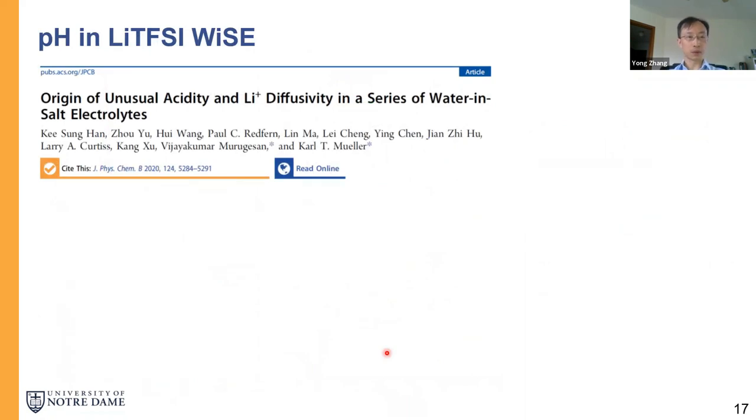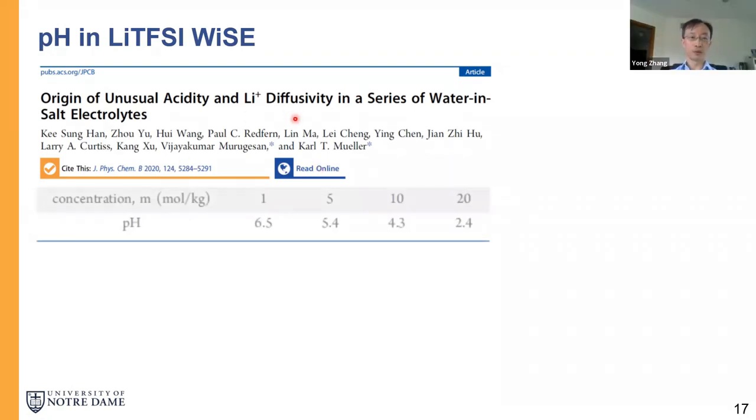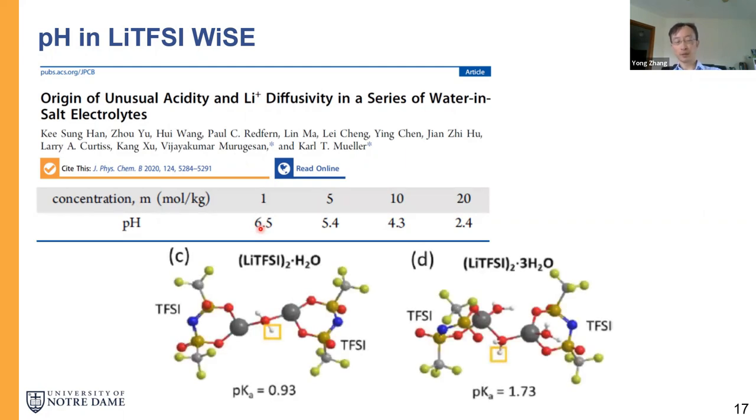Well, this team from PNNL National Lab also studied the same system. They reported that the pH values in this mixture decrease when the salt concentration increases. So they did some DFT simulation based on some small snapshots from their simulation.